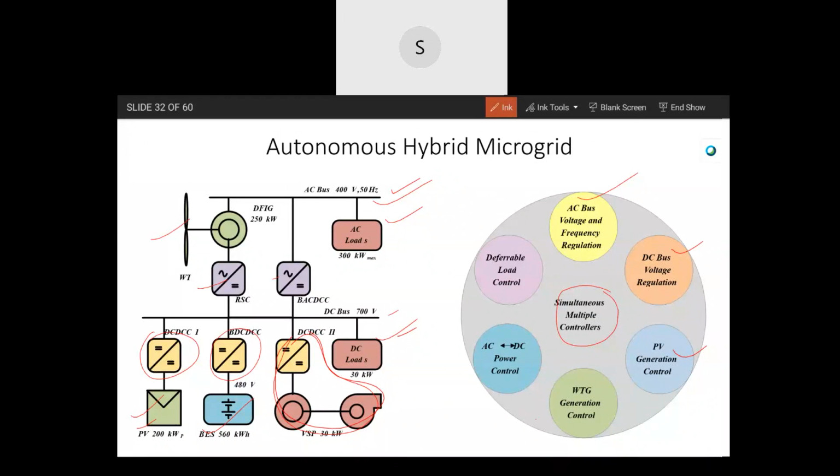Then the limited wind turbine generation control means that when possible, maximum power point tracking can be applied. Otherwise, operate it away from the maximum power point. And then, this is another control required.